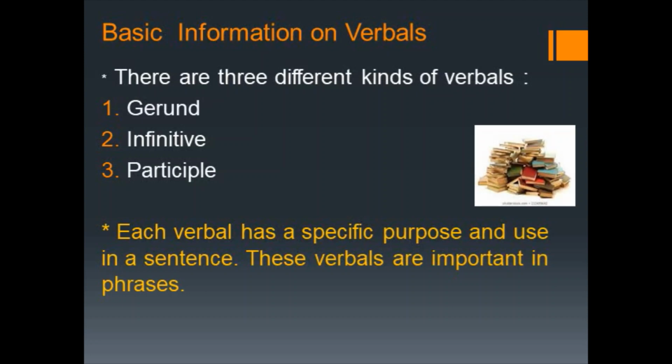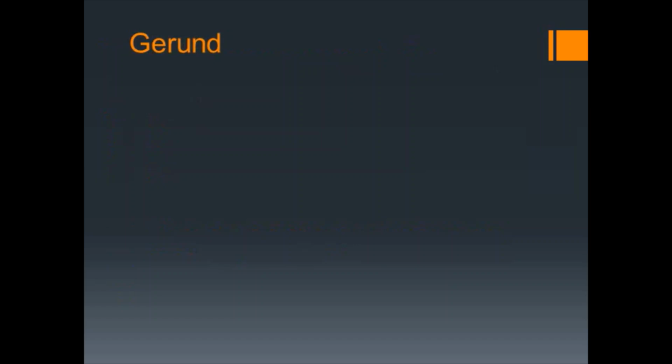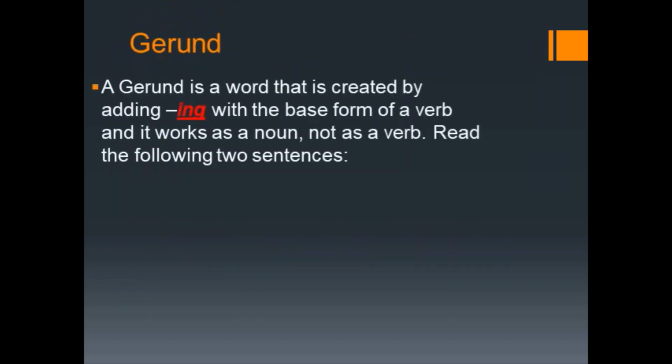First of all, we will learn about gerund. What is a gerund? A gerund is a word that is created by adding ing to the base form of a verb, and it works as a noun, not as a verb. So what is a gerund? Verb plus ing. If verb plus ing works as a noun, then it is called a gerund. You can easily understand this. I have given some examples here.